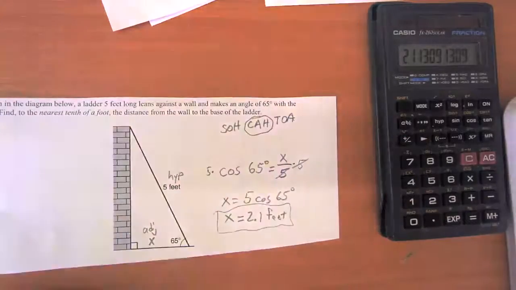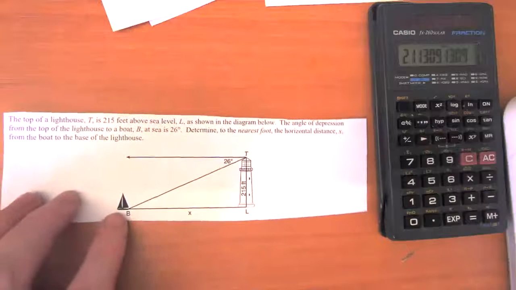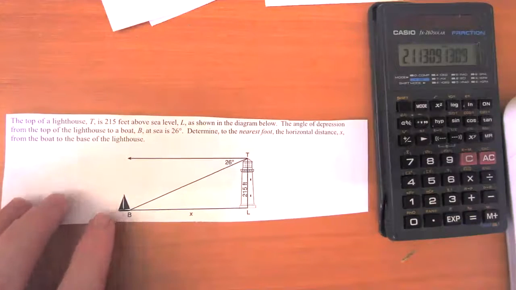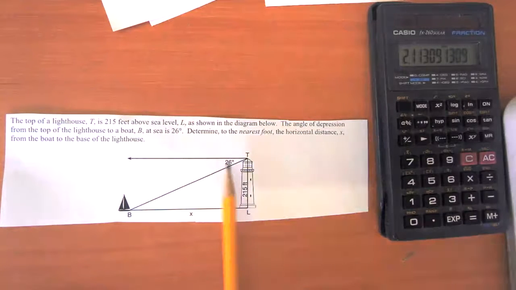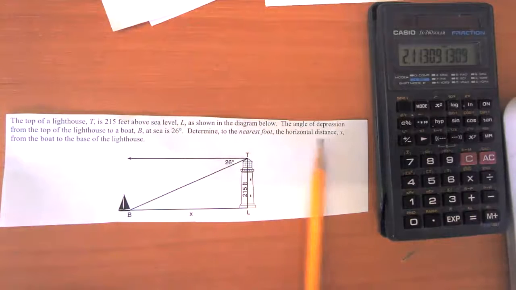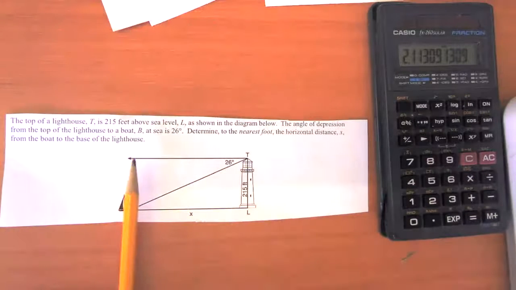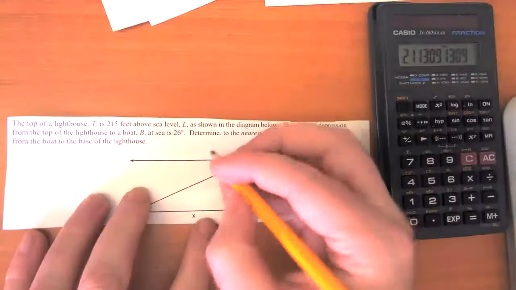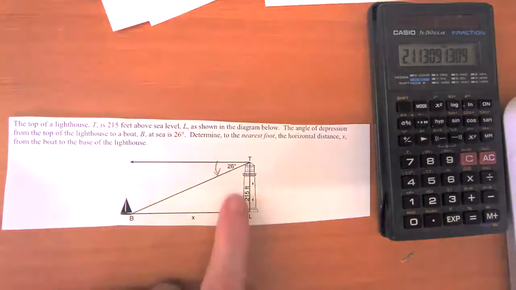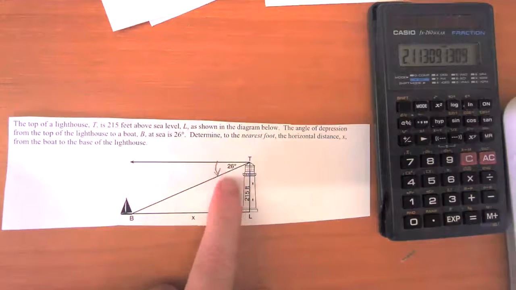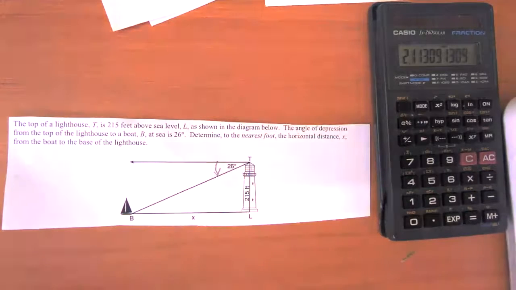Okay, and here's the second problem that I want you to do. Same story. This time they even give us the x. The only problem here is that they give us this angle of depression. Remember, the guy in the lighthouse is looking down. So this angle is looking down by an angle of 26 degrees. And so the only problem is that this 26 is not inside the triangle. So what do I do with that 26?